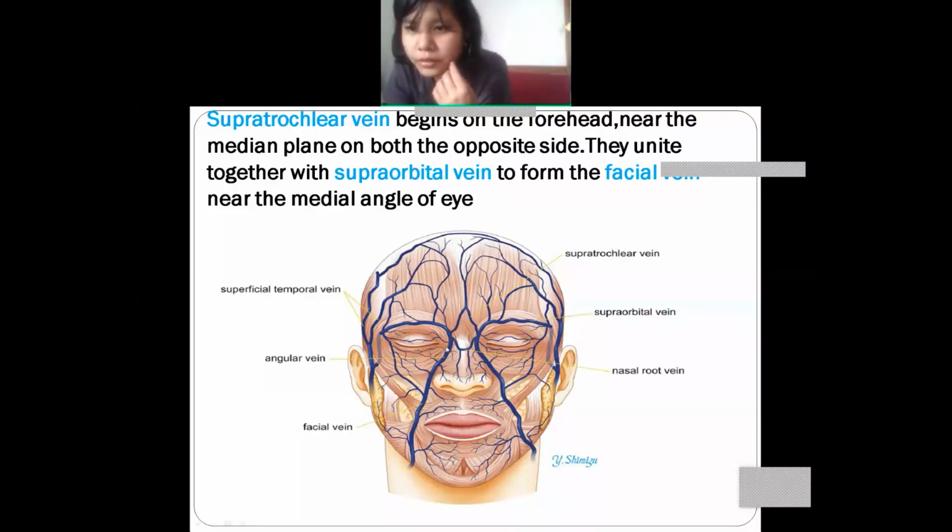And after the supraorbital vein, you will find the facial vein. So this is the facial vein. Facial means this area. The supraorbital veins, which are here, will unite together again and form the facial vein. This area is near the medial angle of the eye, in the middle portion of the eye, where they start to form. Is it clear? Till this area, till this portion. Yes. Okay.